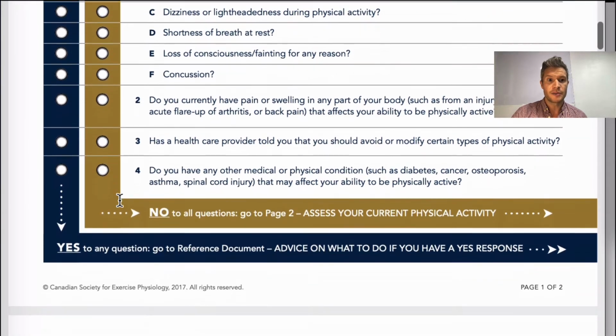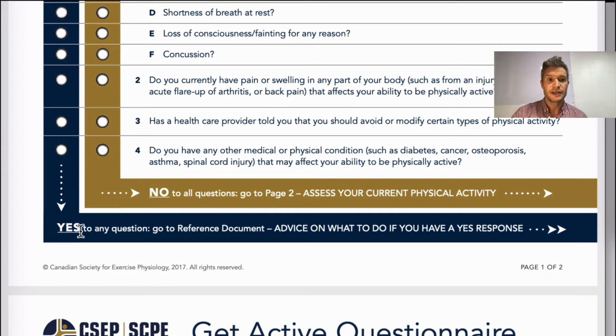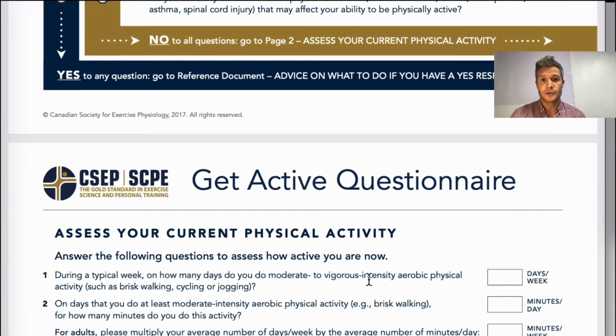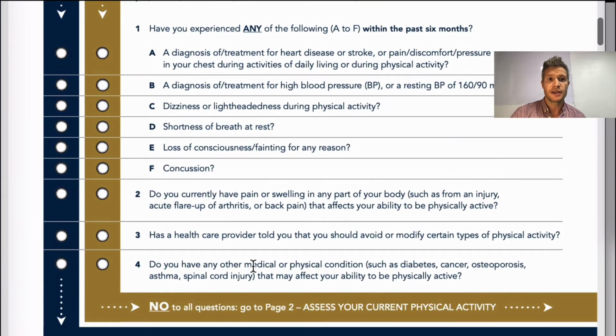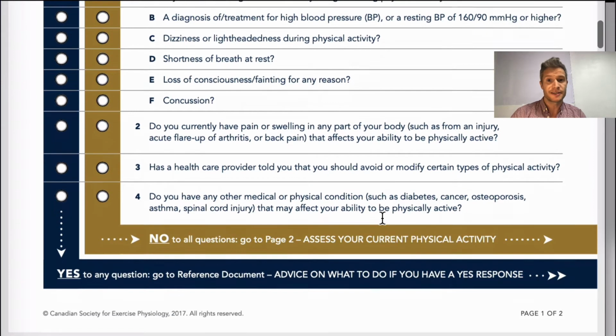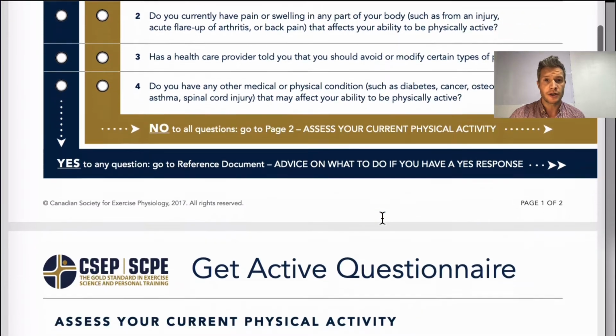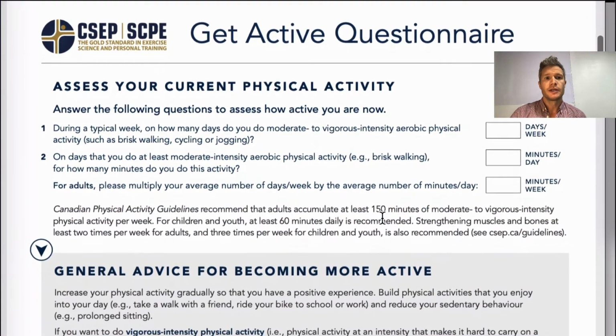And we get to the bottom, and sure enough, there's one that says if you have a yes, you need to go to a reference document for any of them, and it gives you advice on where to go and what to do next. If you have no to all of them, you get to continue on. So immediately, if you get a yes, again, it's trying to keep it simple, but you've got to go on and try to find some other help.